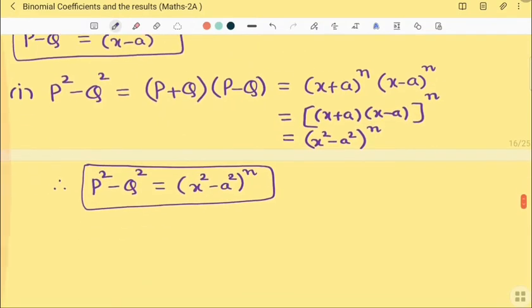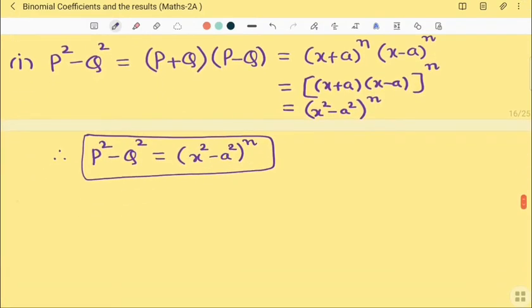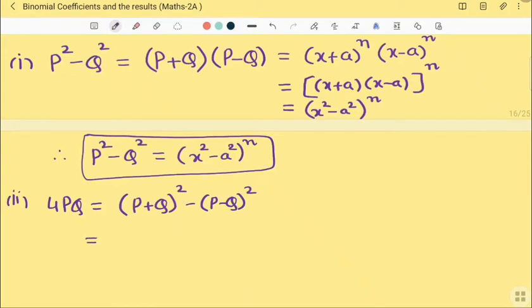Similarly, the second result. What is the second result? 4pq. It is in the form of 4ab. 4ab can be written as a plus b whole square minus a minus b whole square. So this can be written as p plus q whole square minus p minus q whole square. So p plus q value we got as x plus a whole power n whole square minus x minus a whole power n whole square.